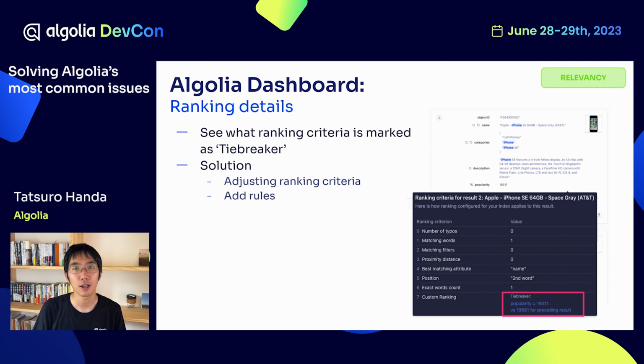Once you understand how it's ranked, you can adjust the ranking in multiple ways. If you want to adjust the specific record only, then you may want to add a rule to boost it or even pin it in a higher position. If it's rather a global ranking issue, then you may want to adjust the ranking criteria and their options to optimize the logic to suit your needs.